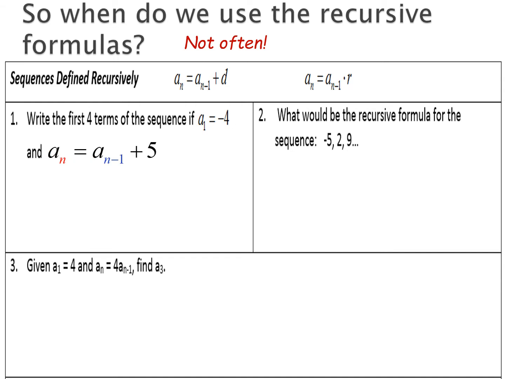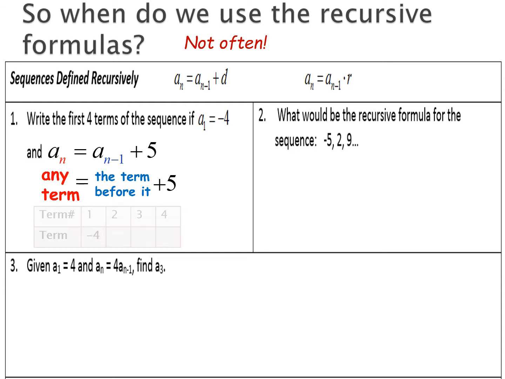So for number one, we're going to jump right in and start using the formulas. It says write the first four terms of the sequence if a sub 1 is equal to -4 and a sub n is equal to a sub n minus 1 plus 5. So a sub n, any term, equals the term before it plus 5. So now we're going to get an answer for our a sub n and then bring it back into our new problem. So first time through, we're given that a sub 1 is -4.